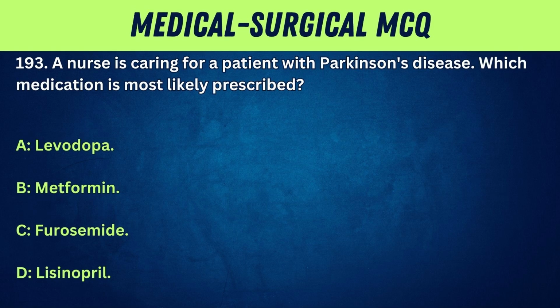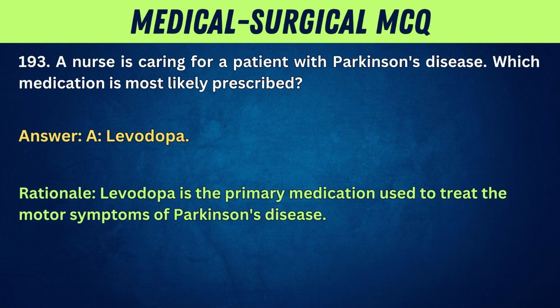193. A nurse is caring for a patient with Parkinson's disease. Which medication is most likely prescribed? A. Levodopa. B. Metformin. C. Furosemide. D. Lisinopril. Answer: A. Levodopa. Rationale: levodopa is the primary medication used to treat the motor symptoms of Parkinson's disease.